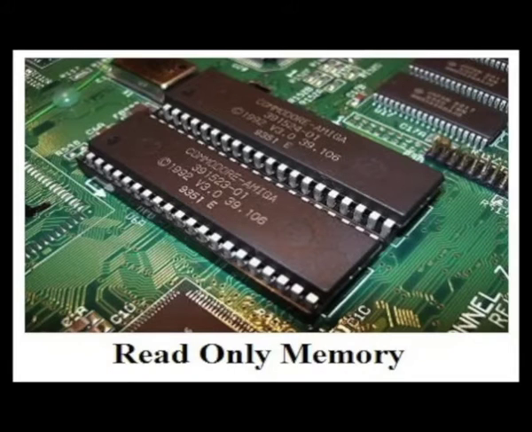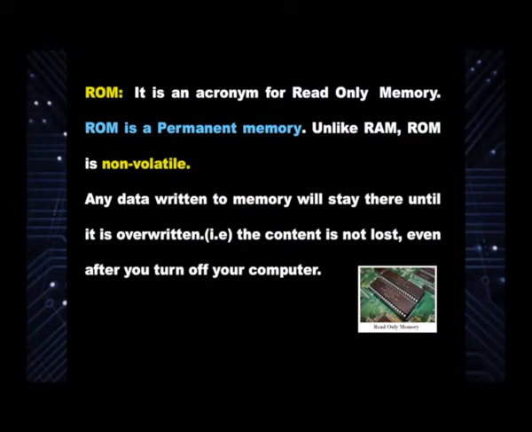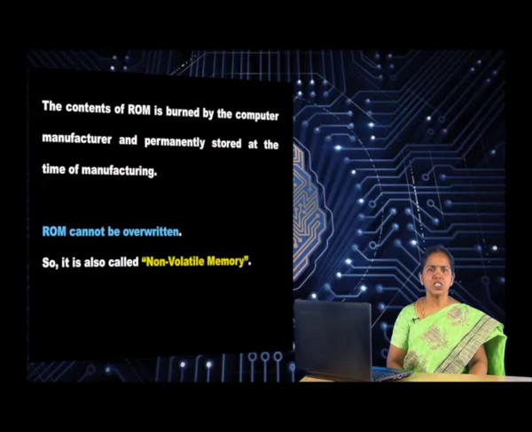Next, we will look into ROM, that is read only memory. ROM is an acronym for read only memory. ROM is a permanent memory. Unlike RAM, ROM is non-volatile. Any data written to this memory will stay there until it is overwritten. That is, the content is not lost even after you turn off your computer. The contents of ROM are burnt by the computer manufacturer and permanently stored at the time of manufacturing.